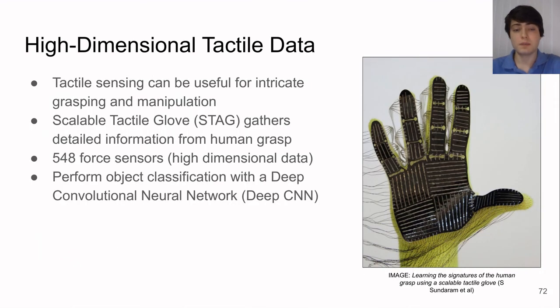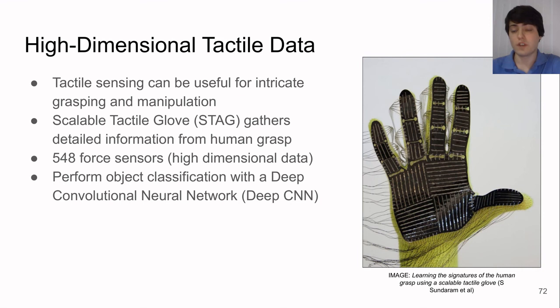We also use TSBP as part of an object classification task using high-dimensional tactile data. Tactile sensing is very useful for intricate grasping and manipulation, and Sundaram et al. built a scalable tactile glove that can gather detailed information from a human grasp. It contains a dense array of force sensors, generating very high-dimensional data, and then they used this data to perform object classification with a deep convolutional neural network.